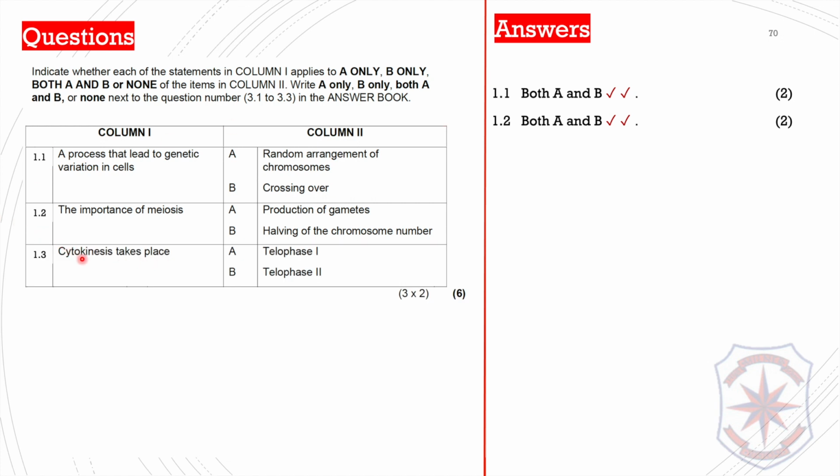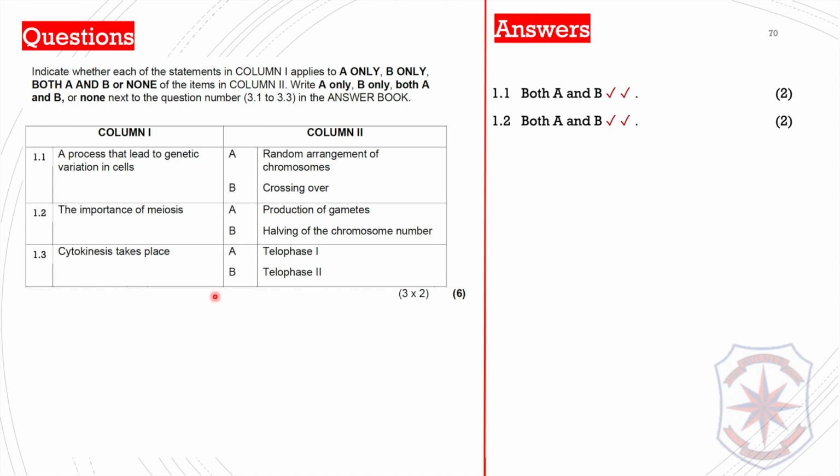Cytokinesis takes place. So before we look at the options, cytokinesis. What is cytokinesis again? We say that cytokinesis is the division of the cytoplasm. All right? When we have one cell, then we divide the cytoplasm. So when we divide the cytoplasm, it means that we have two daughter cells. Okay?